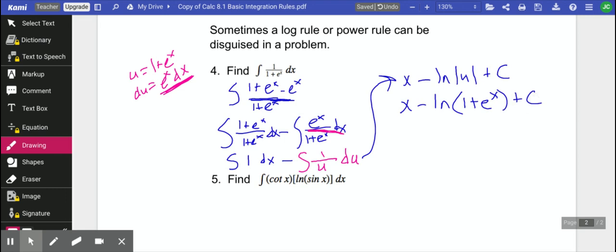And that's it. So that is a fantastic technique, is if you need something to make your u substitution work, you can add it as long as you balance it by subtracting it back out.